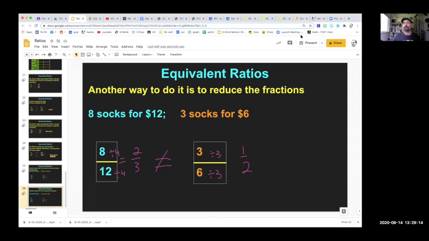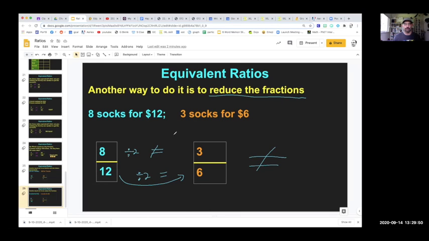Now let's do the same problem in another way and in a prettier color. So now we can also say that 12 divided by 2 equals 6. 8 divided by 2, is that equal to 3? No, it does not equal 3. So that's another way to see that these are not equal. But sometimes you'll get a fraction where you can't do that with 12 to something else. So being able to reduce the fractions is another way to do it, okay?